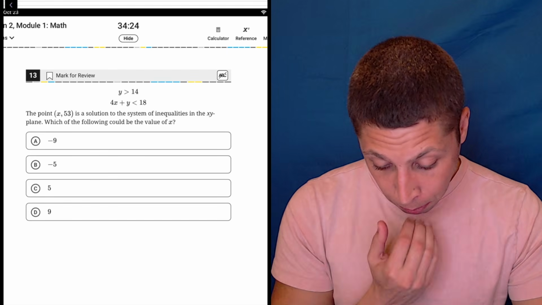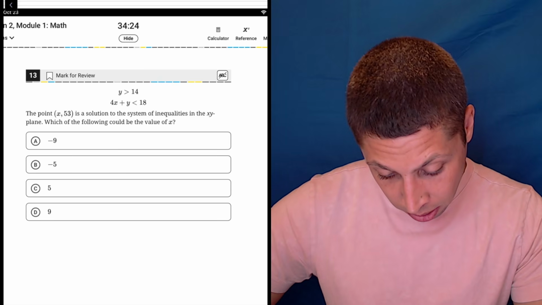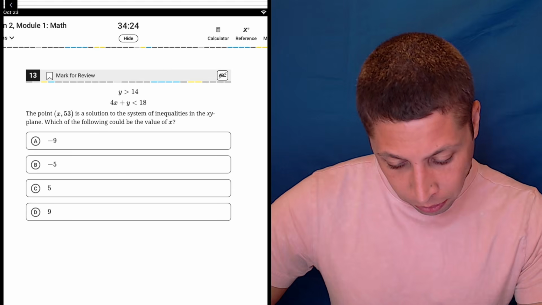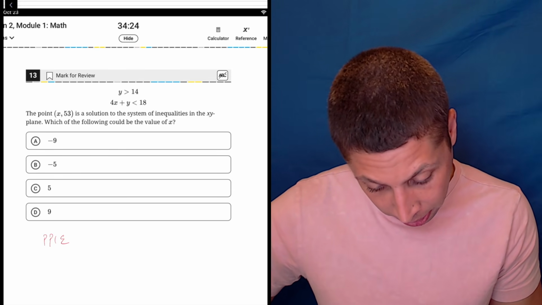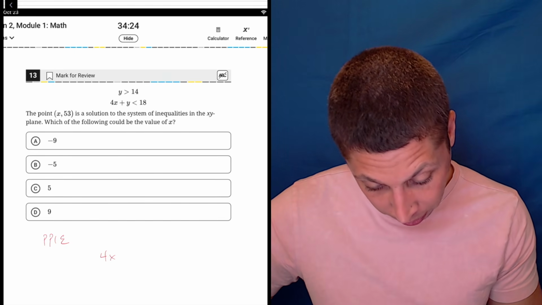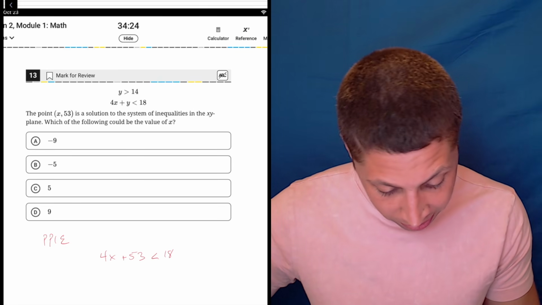So let's see. The point x, 53 is a solution. Which of the following could be the value of x? Okay. So I guess I can just plug 53 in for y, right? Plug points into equations. Let's see what happens. So that's going to be 4x. The first equation doesn't matter. 53 is greater than 14, so that's okay. 4x plus 53 is less than 18.